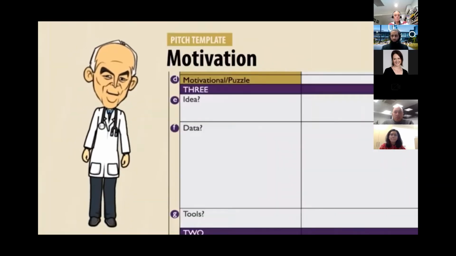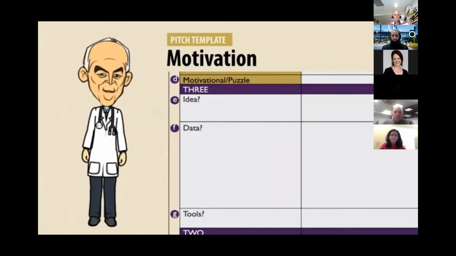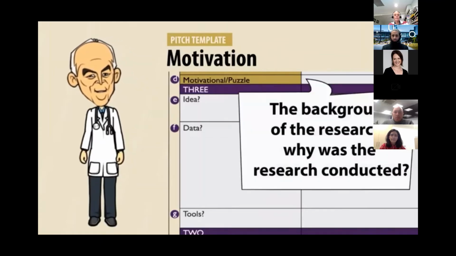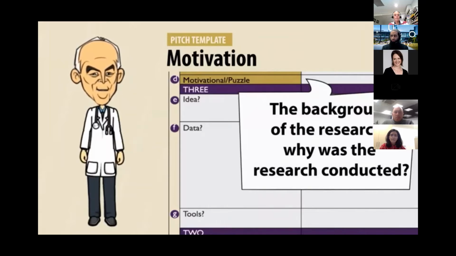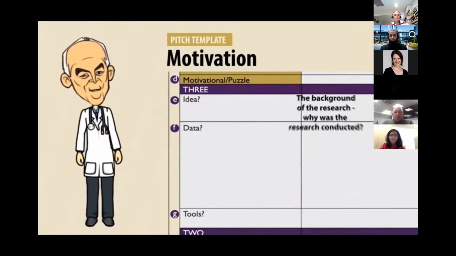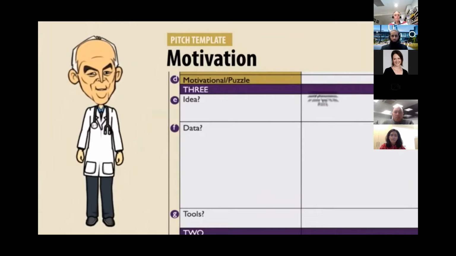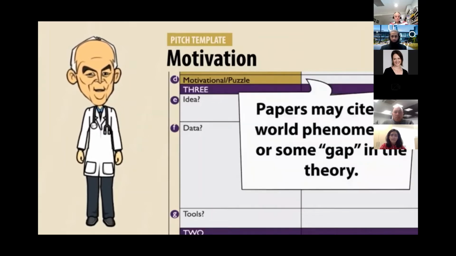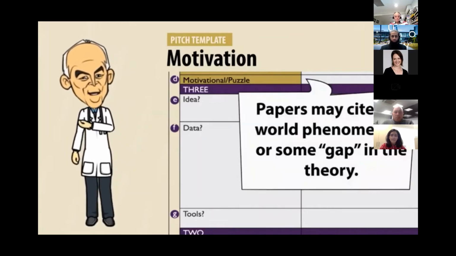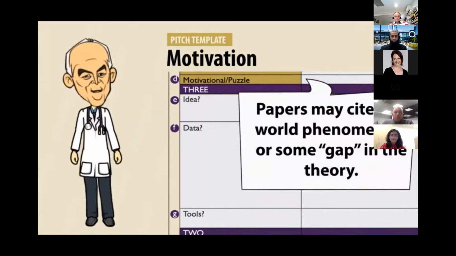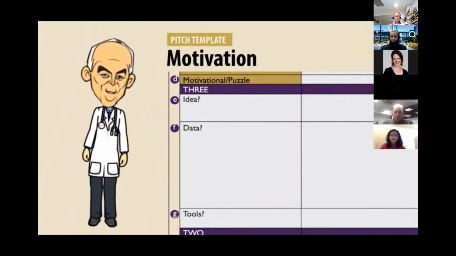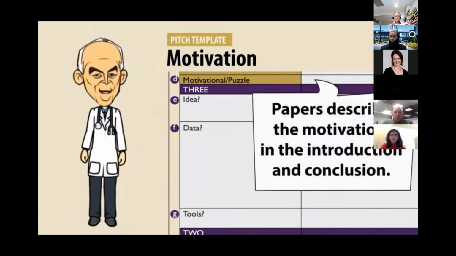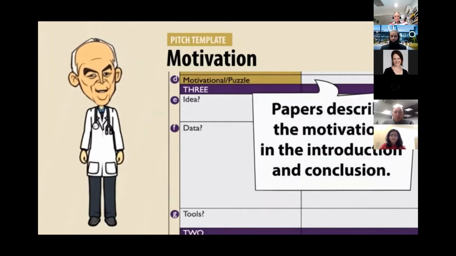The fourth section is the motivation puzzle. This part relates to the background of the research question and the overall purpose of the paper. Why was the research conducted? Some papers cite real-world phenomena as part of their motivation, while others refer to some gap in the theory or a puzzling disconnect between theory and practice. Papers usually describe the motivation in the introduction section and also refer to it again in the conclusion.